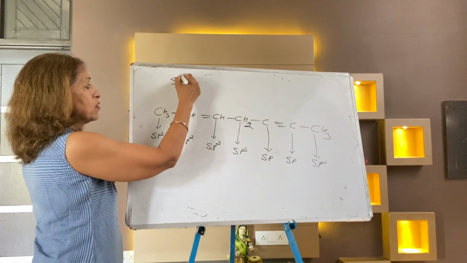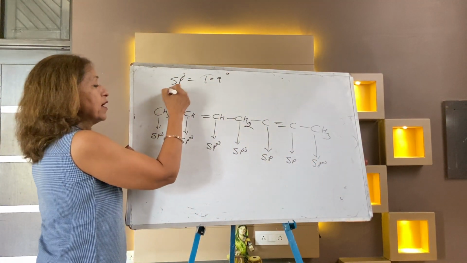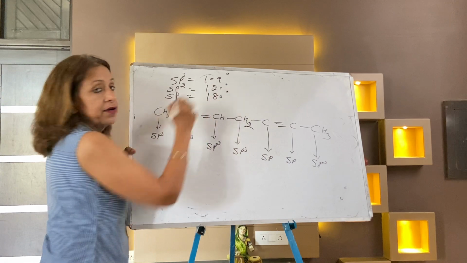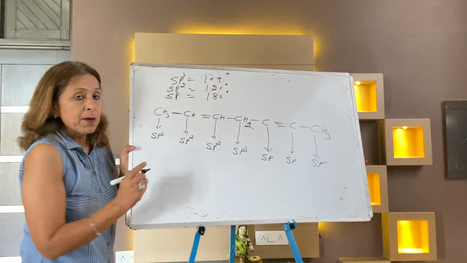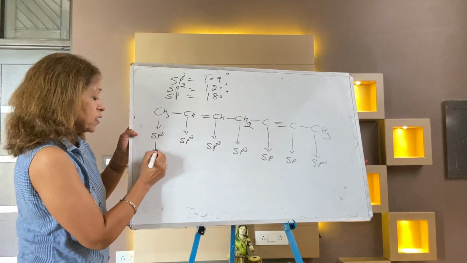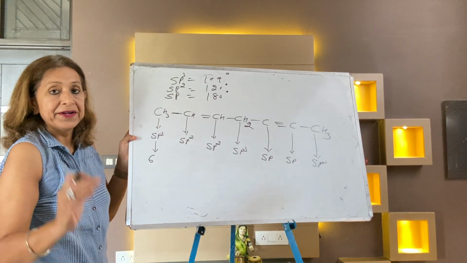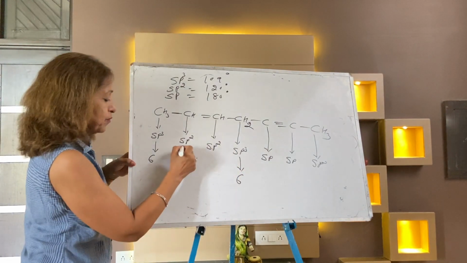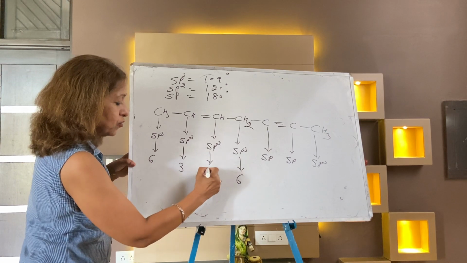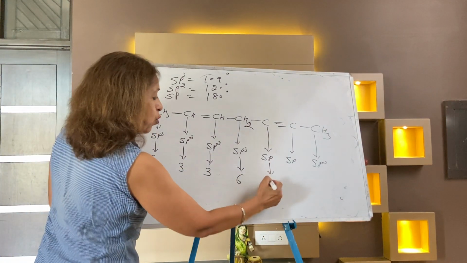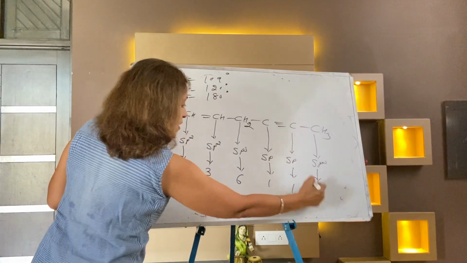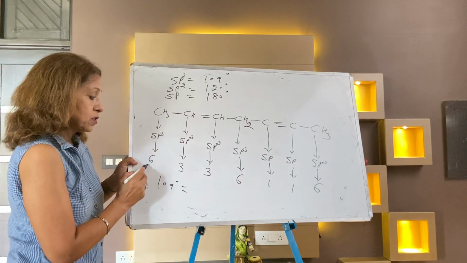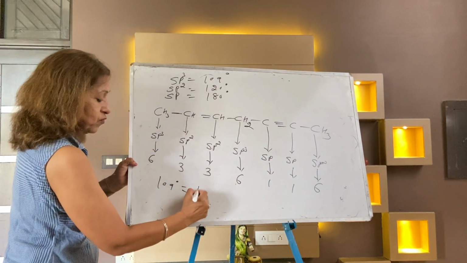In sp3 the angle is 109 degree, in sp2 the angle is 120 degree, in sp the angle is 180 degree. Always remember, a carbon that is sp3 has 6 angles of 109 degree, sp2 has 3 bond angles, sp just 1, and sp3 6. Now write down how many angles are of 109 degree: 6 plus 6 plus 6, so it's 18.